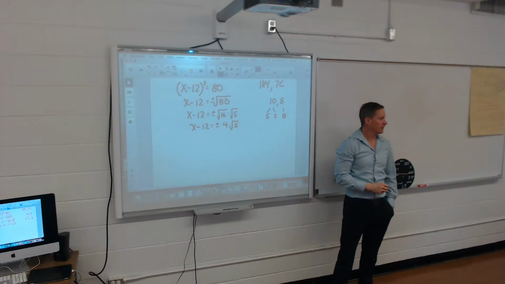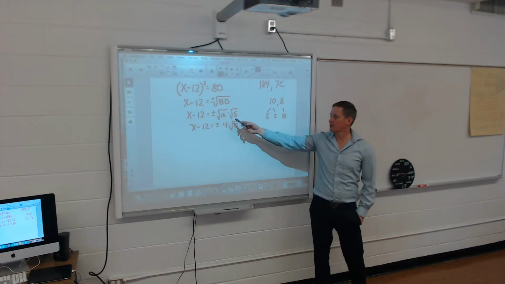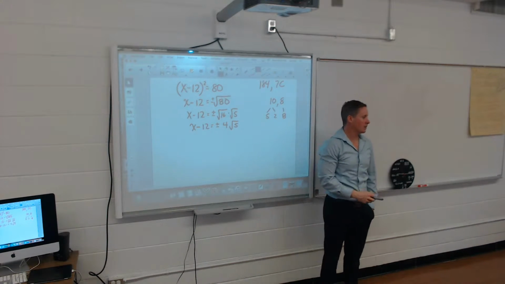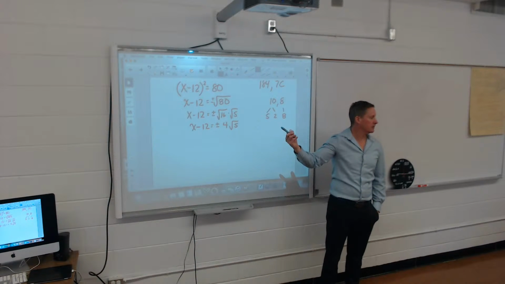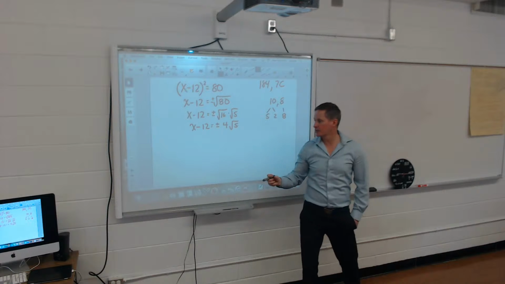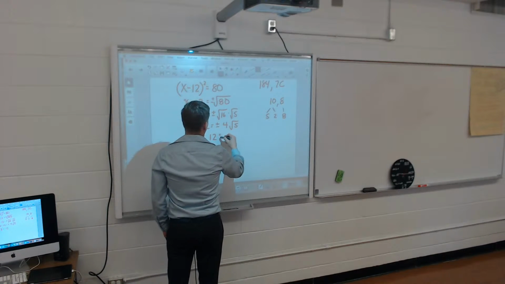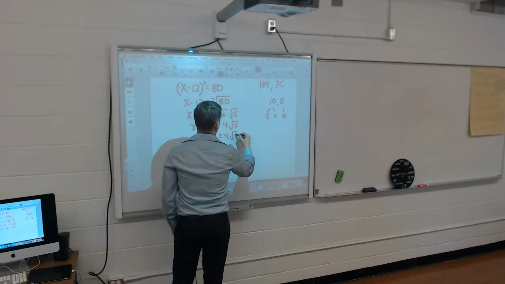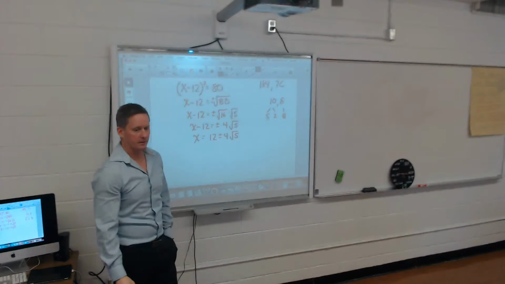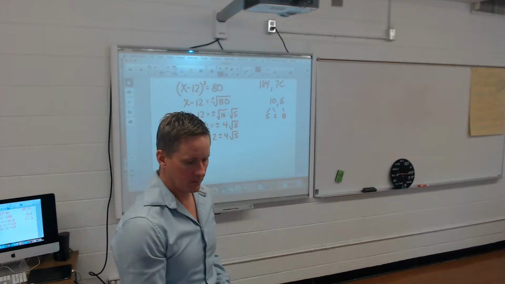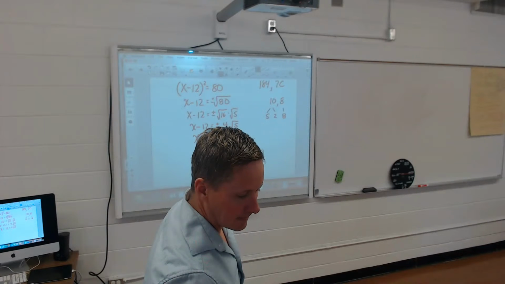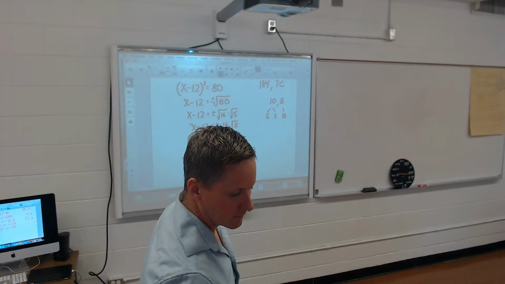So far, you follow that or not? Yeah. Okay, so the square root of 16 is 4, I just write it down as a whole number instead. All right, and then what do I have to do to finish the question? Add 12 to it. So my answer then is x equals 12 plus minus 4 root 5, like that. Okay? So far, so good?